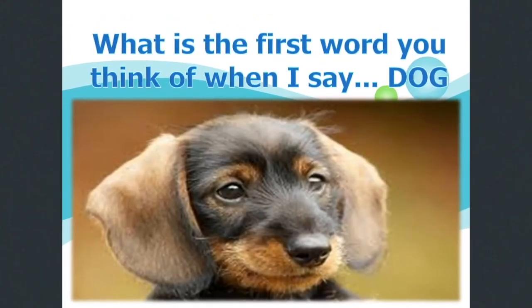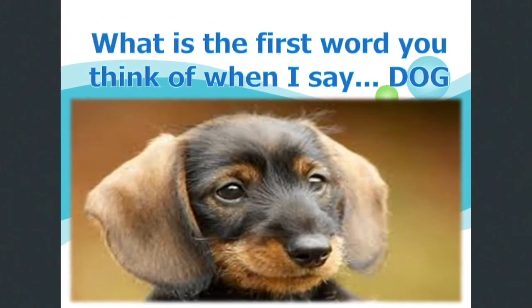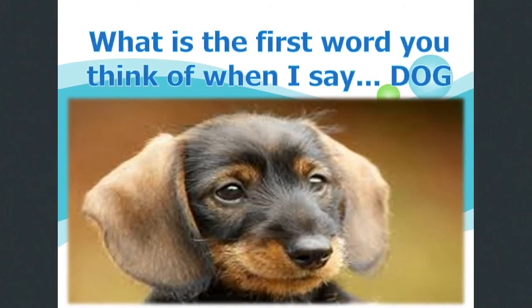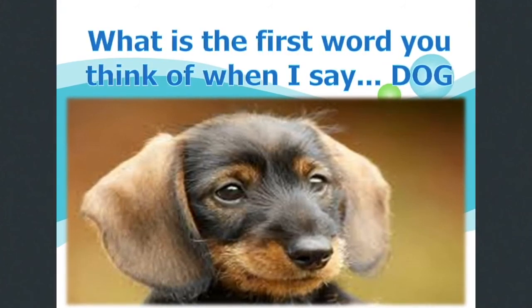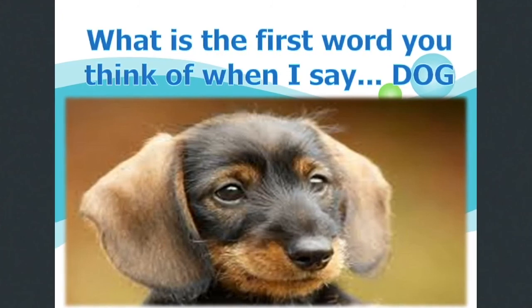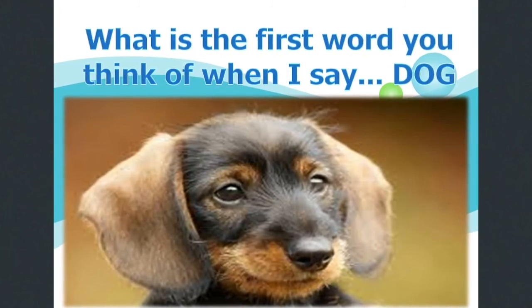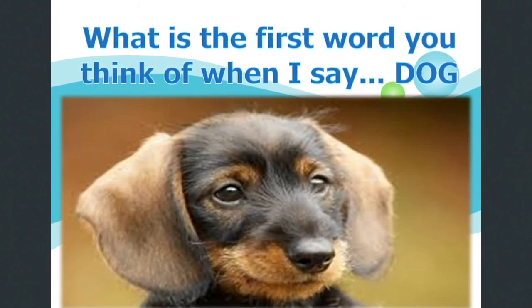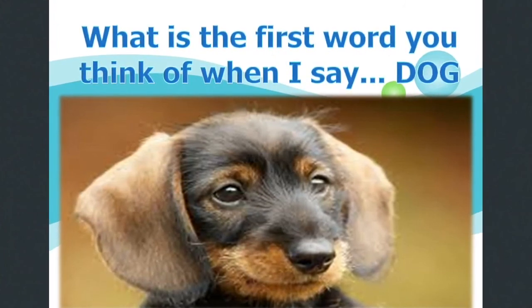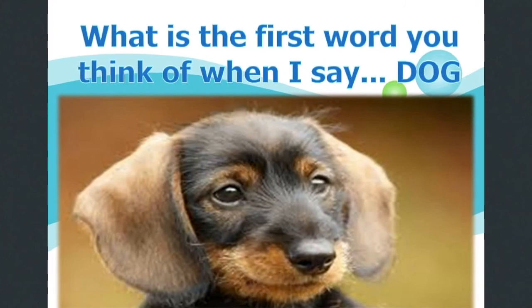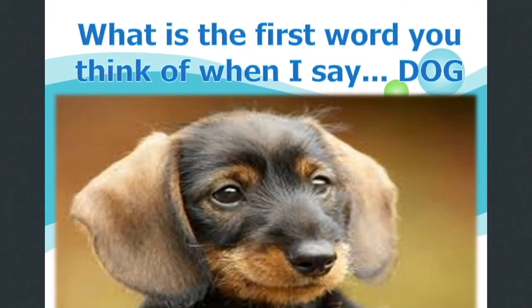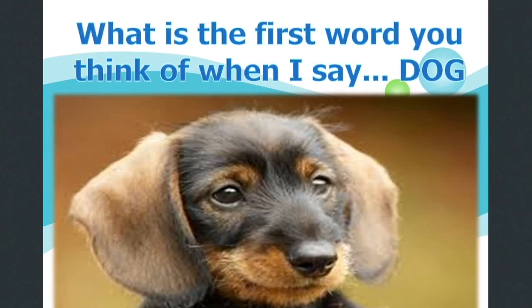For example, if I show this picture, my students might think cute, puppy, furry, friendly. But if I show a picture of a mean, growling, foaming at the mouth guard dog, my students might use different vocabulary. So you can selectively choose your pictures to reinforce the vocabulary you're interested in teaching.